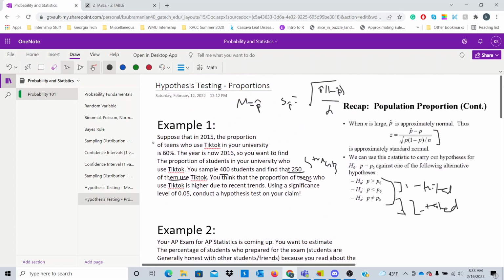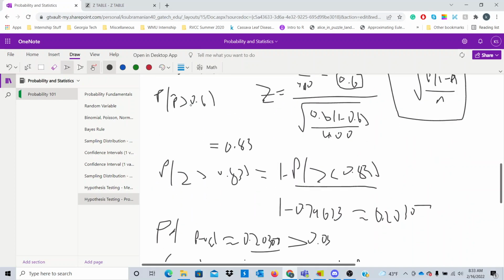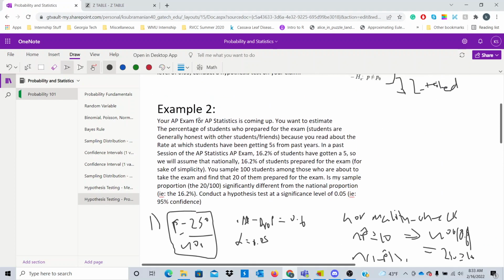So that clears up example 1. All right, let's do example 2. So example 2, this is a little bit long. So your AP exam for AP Statistics is coming up. If that's actually the case, good luck on your AP exam.